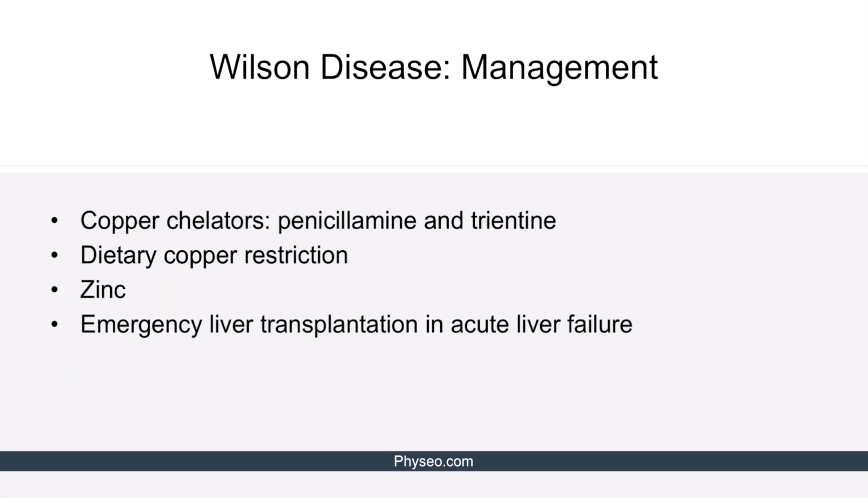Treatment strategies for Wilson disease include giving copper chelators that will increase urinary copper excretion, such as penicillamine or trientine. Patients should follow dietary restrictions, such as avoiding shellfish, chocolate, and nuts, which are rich in copper. Zinc is also beneficial due to its effect on increasing fecal copper excretion. In settings of acute liver failure, emergency liver transplantation is indicated.